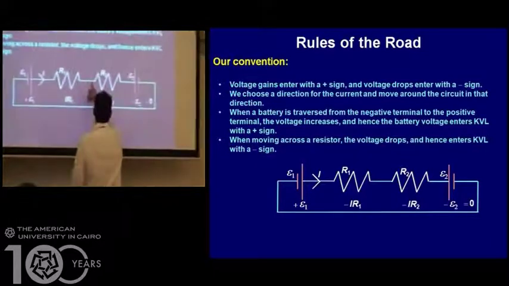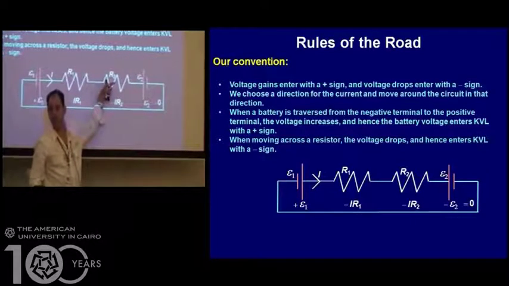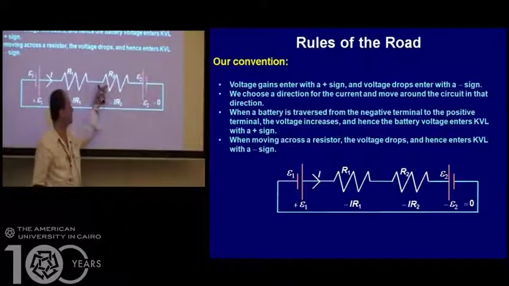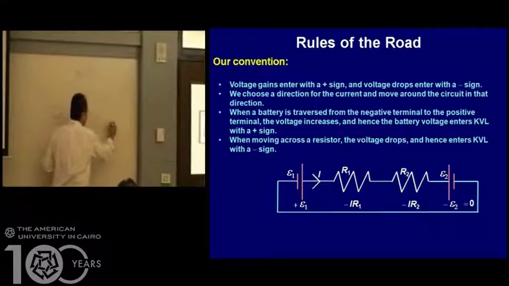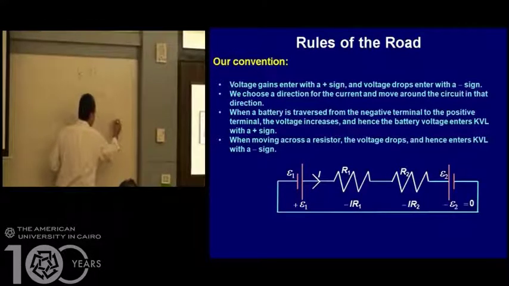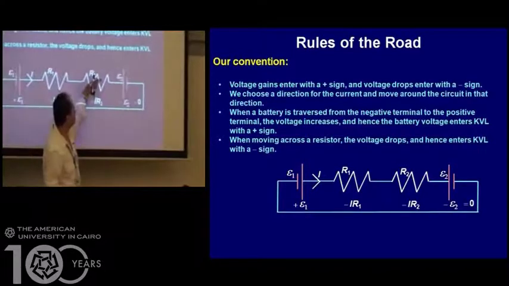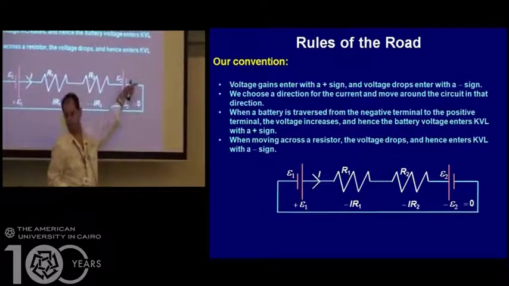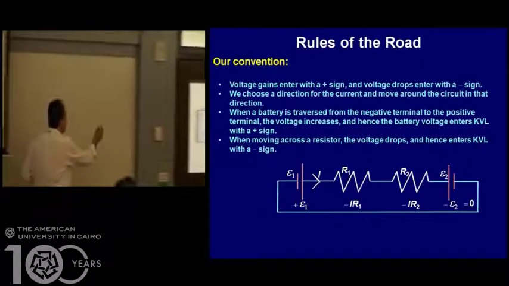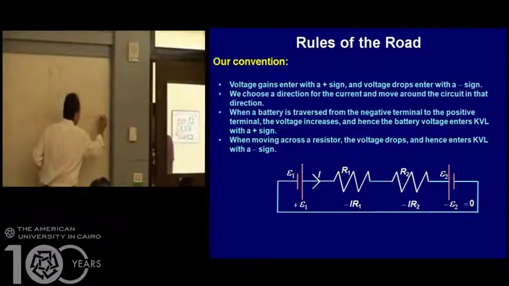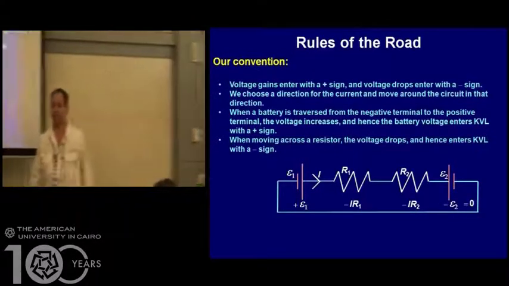Then, if we continue, you get another resistor. There will be another drop in the potential. And that drop in the potential will equal, this is the summation again, negative I R2. Then, because that battery's last terminal is negative, you get plus negative E2. If you add all of that together, this should sum up to 0.